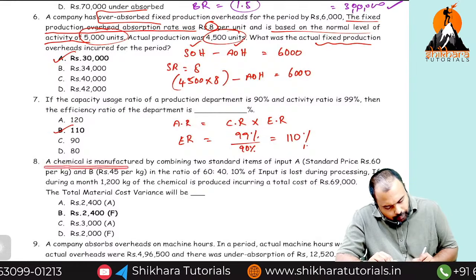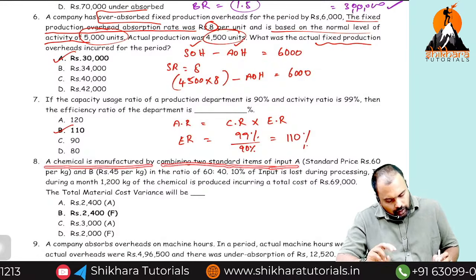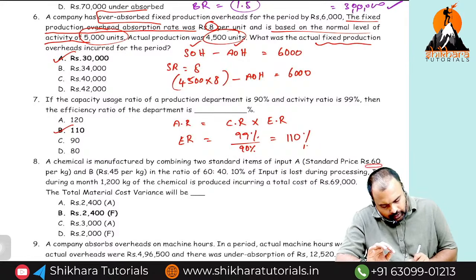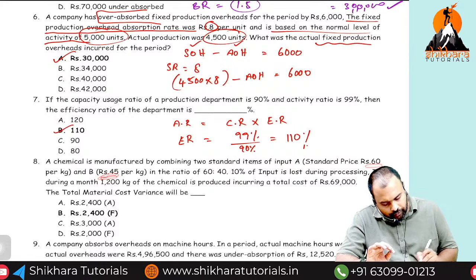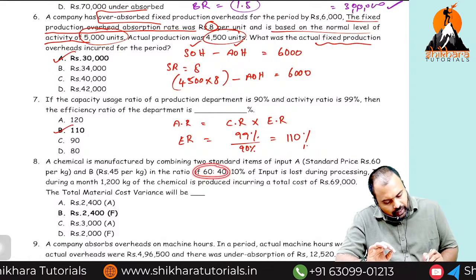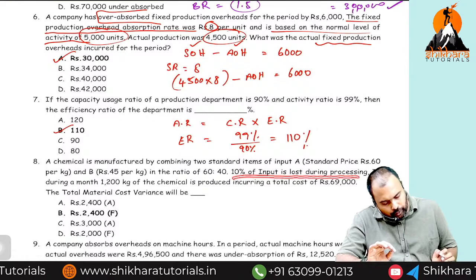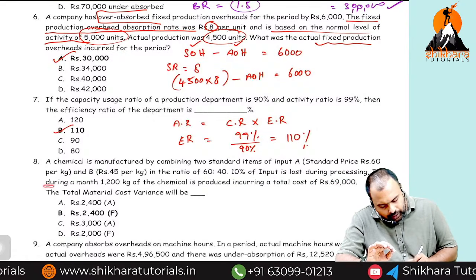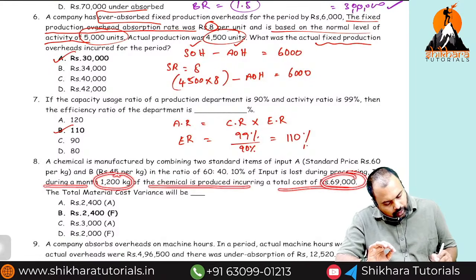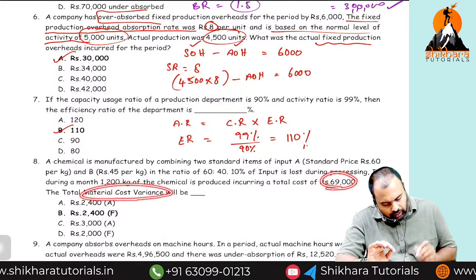A chemical is manufactured by combining two standard items of input. The standard price for A is 60 rupees and for B it is 45 rupees per kg. They are mixed in the ratio of 60:40, and 10% of input will be lost during the process. If during the month 1200 kgs of chemical were produced and the actual cost is given as 69,000, what is the material cost variance?